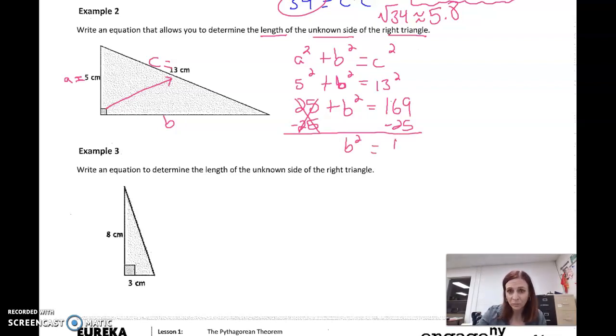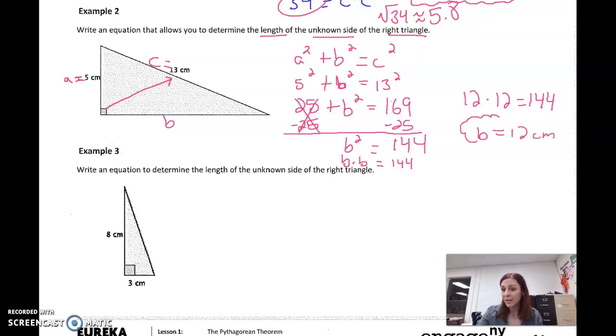144. Okay, so what number times itself equals 144? Well, 12 times 12 equals 144. Okay, you could guess and check some if you didn't see that. So we're going to say b equals 12. In this case, it's exactly equal to 12, not 144. All right, so that's what we're working on right now. Let's do one more example.